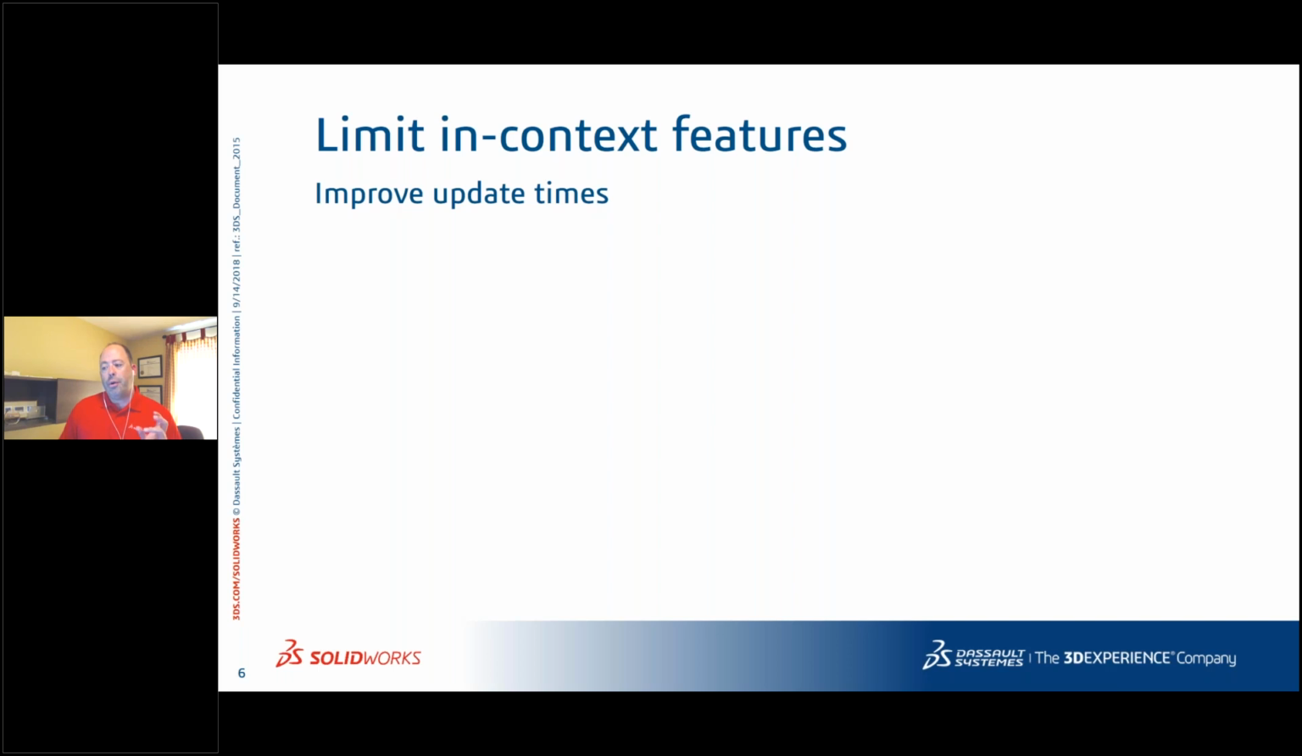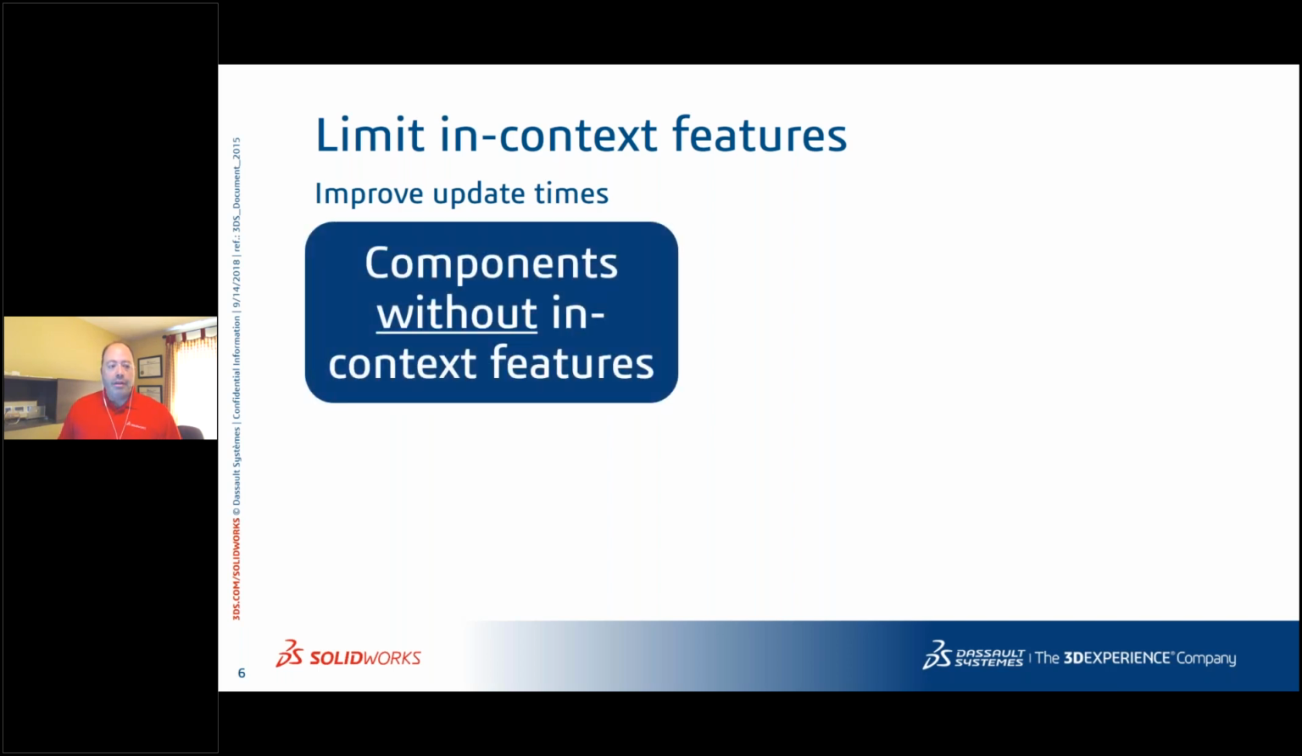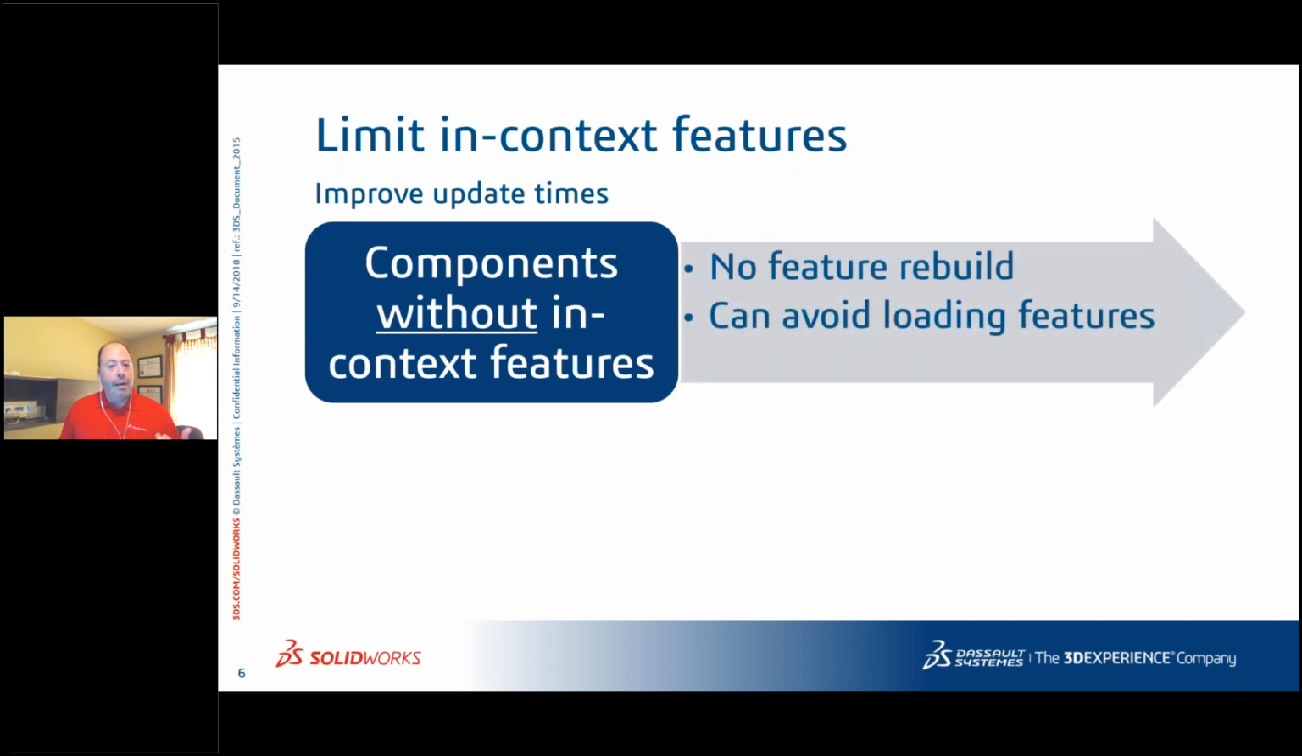First thing I want to touch on is limiting in-context features. For example, if I compare two designs, first I get a component, I just pluck it out of my library, put it into my assembly. There's no in-context features in that part. That means that if I do a change at the assembly level, I don't need to rebuild any of the features in the part. And in some cases, when I open an assembly, I won't even have to load the features inside the part. If you use lightweight, for example, that's a good example.